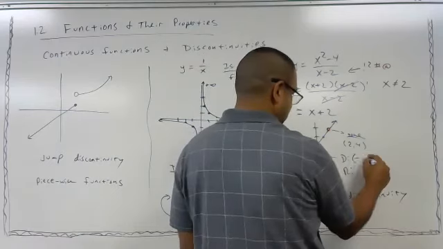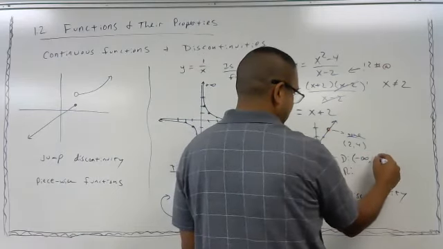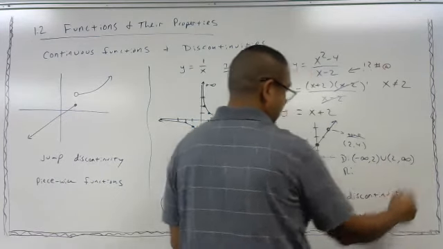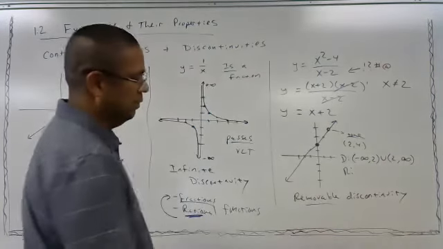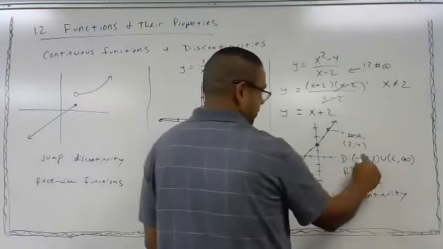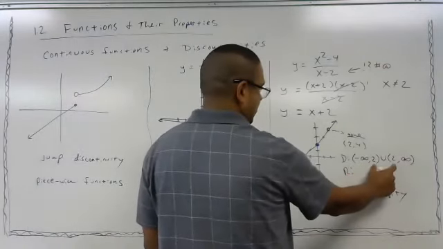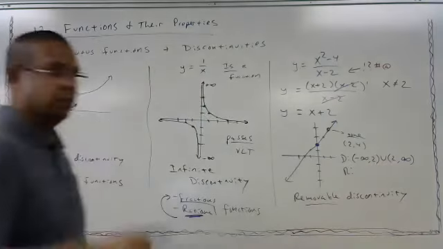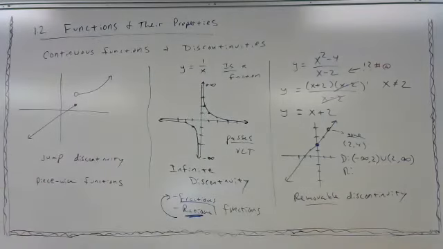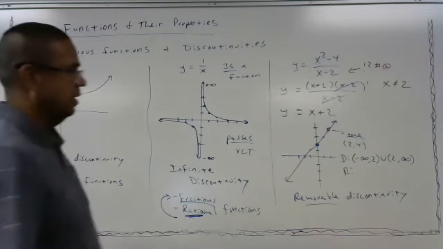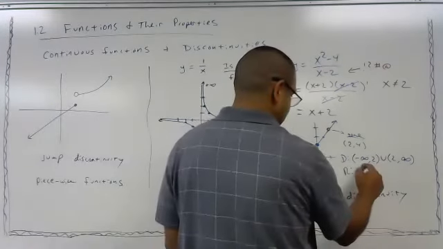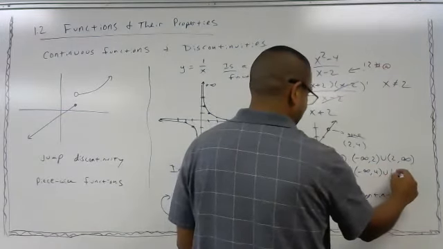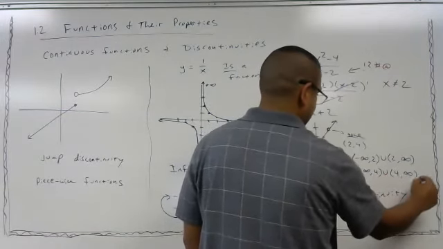So we could say negative infinity to 2 and then 2 to infinity. If we use interval notation, it's pretty much the same thing, infinity, but we use this little break here to show we're not including the 2. Remember, parentheses means not included. We do the same for the range, but with 4. So we're showing that 4 is not in the range.